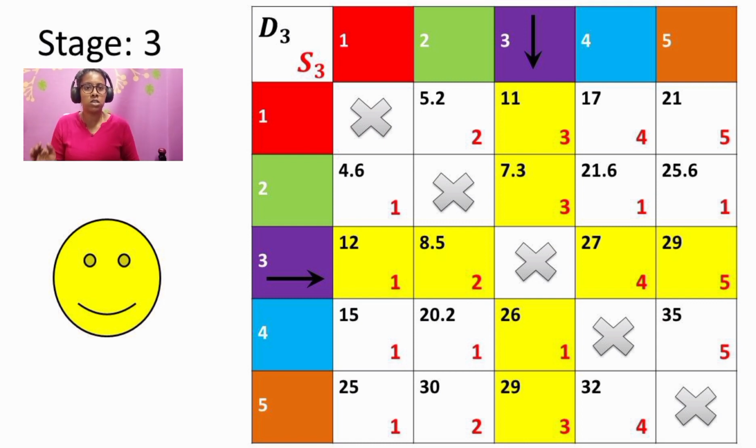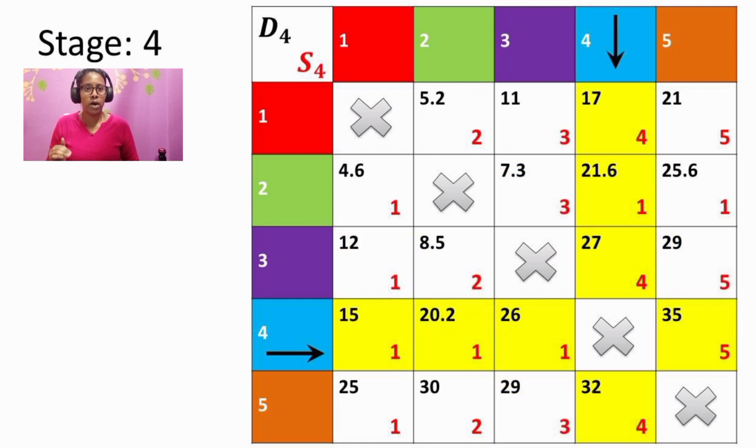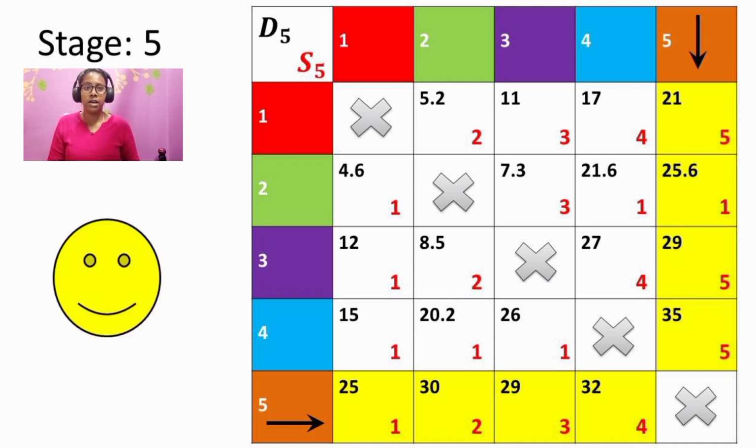In the 4th stage, I fix 4th row and 4th column. And I check for the unblocked cells, is there any updation happening? There are no updations. So we move on to the next stage, that is stage 5. And again, I see there are no updations by fixing 5th row and 5th column. Yeah, we have completed all the stages that are required for the Floyd Warshall algorithm. We have performed almost all.